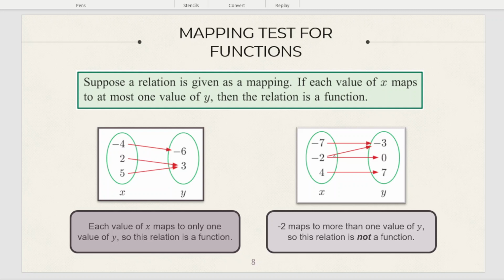If we look at the right hand side, you can see that -7 maps to -3, and -2 also maps to -3. And that would be okay, except -2 can also map to y equals 0. So as soon as we have a value of x that gives us two possible y's, it is not a function.